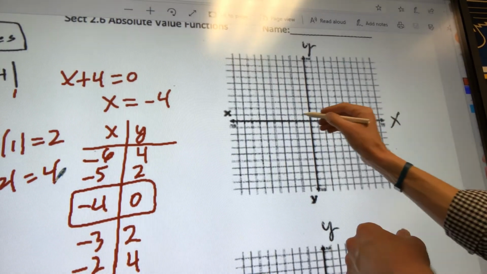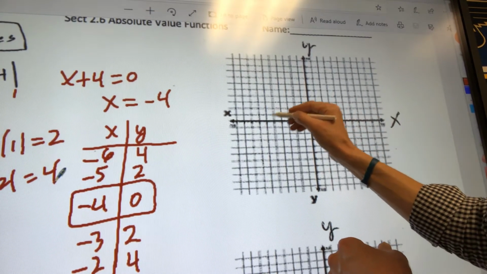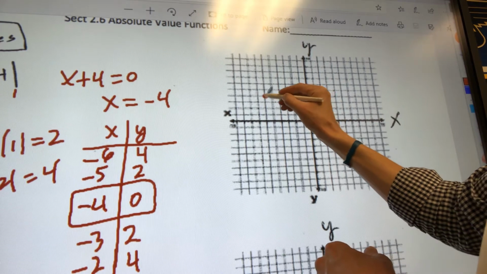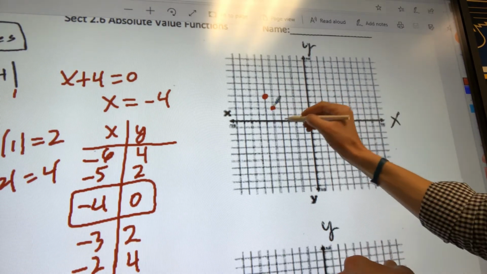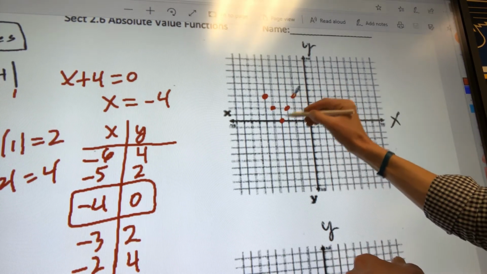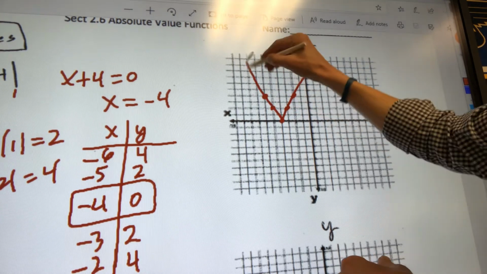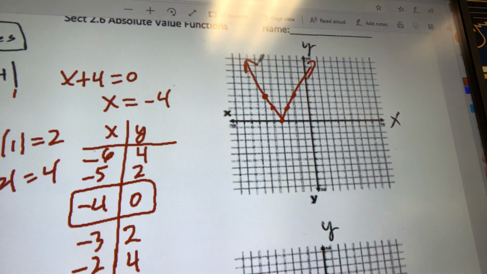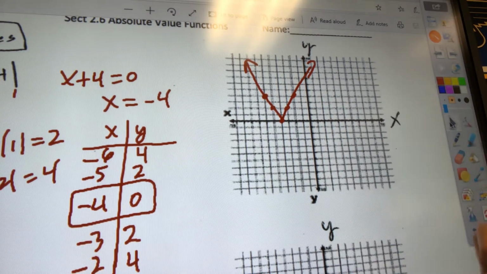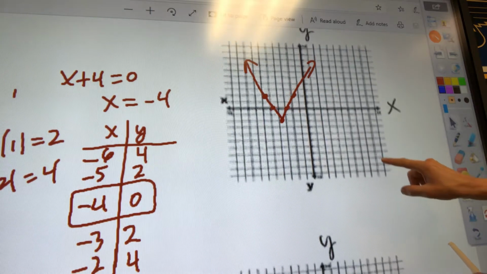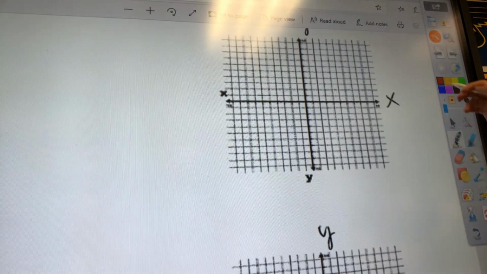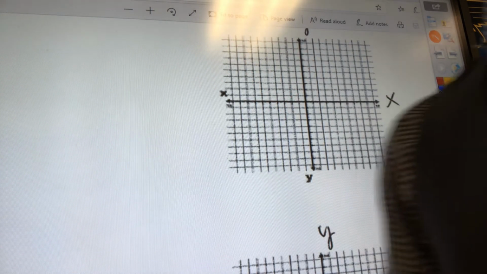Negative 6, 4. 1, 2, 3, 4, 5, 6. 1, 2, 3, 4. Negative 5, 2. Negative 4 is 0. And I have symmetry. Now 5. Negative 3 times the absolute value is something I know. This has got to make a TP. I can use that to help myself out a bit.